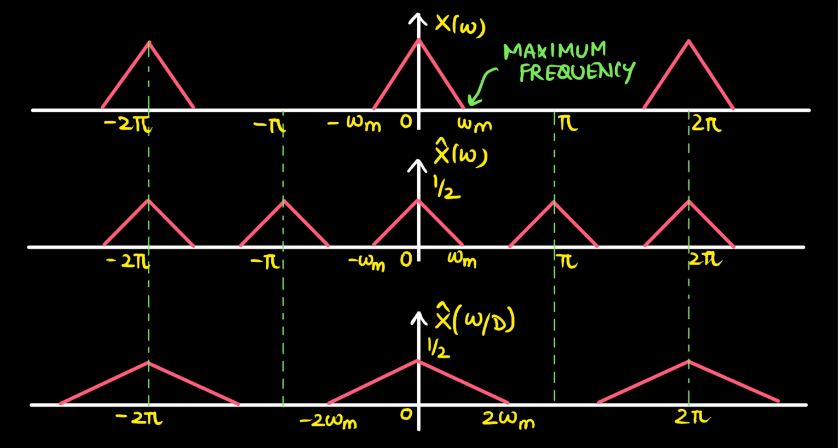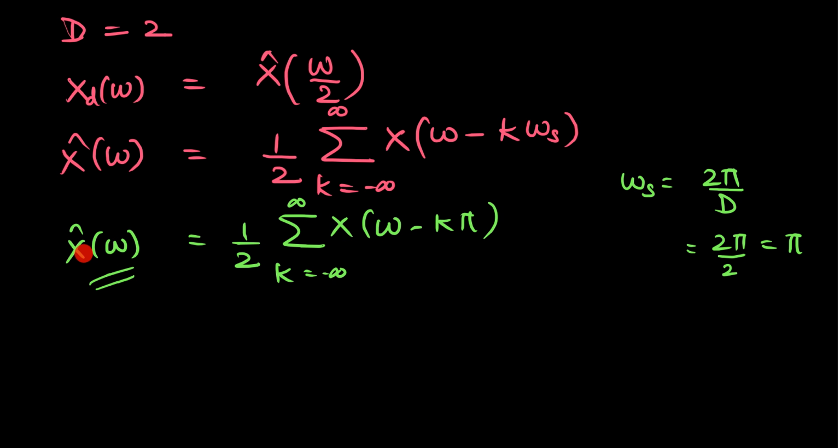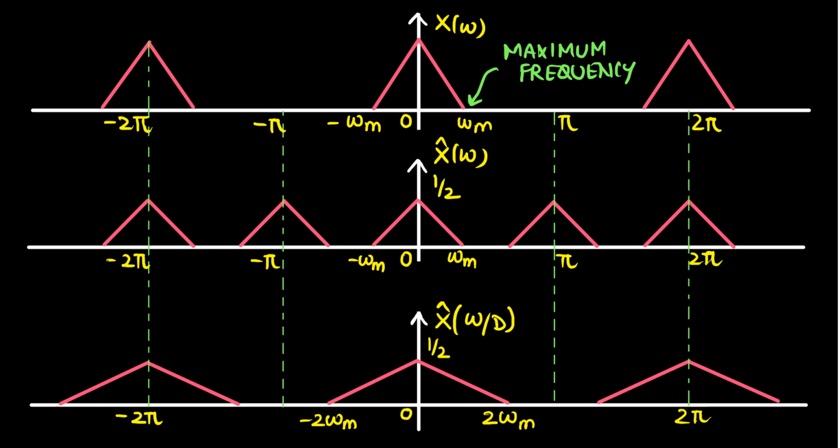Now the Fourier transform of the sampled version, that is x hat of omega, is given by 1 by 2 summation k running from minus infinity to infinity x of omega minus k times omega s, which means that we would be having the replicas of x of omega at k equal to 0 and k equal to 1, that is at pi. Then we would be having it at minus pi as well as at every integer multiple of pi. That can be observed here. This x hat of omega is having a magnitude of 1 by 2, that is scaled by 1 by 2. Then we have a replica at pi, at 2 pi, at minus pi, and minus 2 pi.